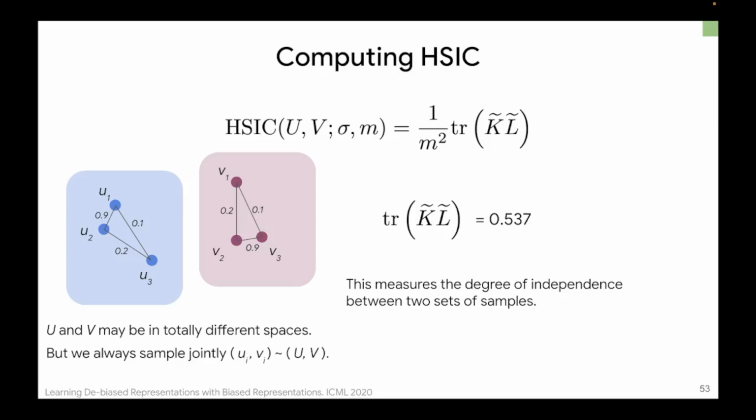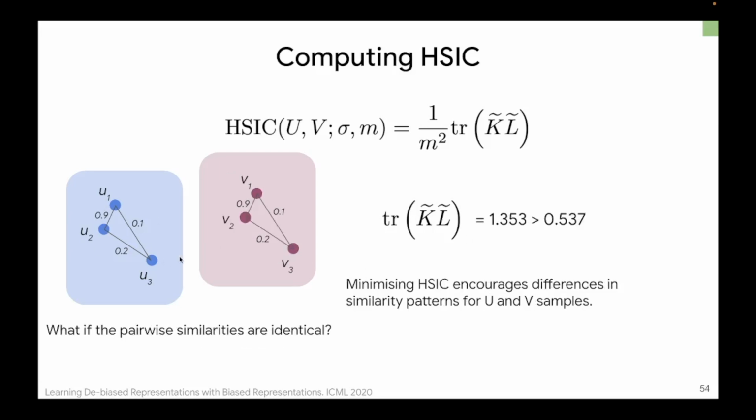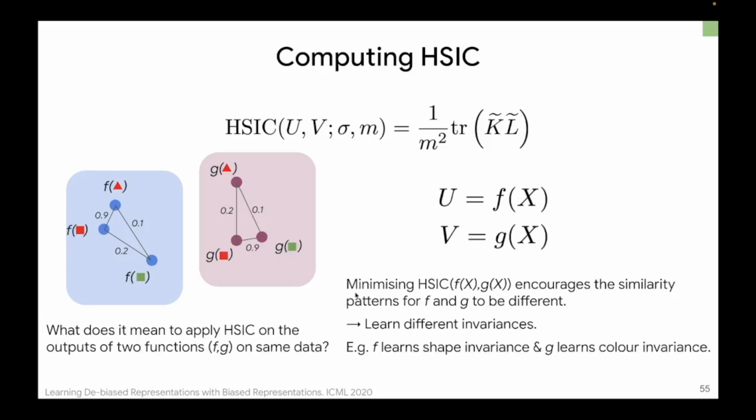Now, let's take a look at the case where the dependence is more extreme. Let's say the similarities are completely identical across these two. In that case, you have much less independence, or more dependence, and the HSIC value is 1.353. By this, we can see that minimizing HSIC encourages differences in similarity patterns for the U and V matrices.